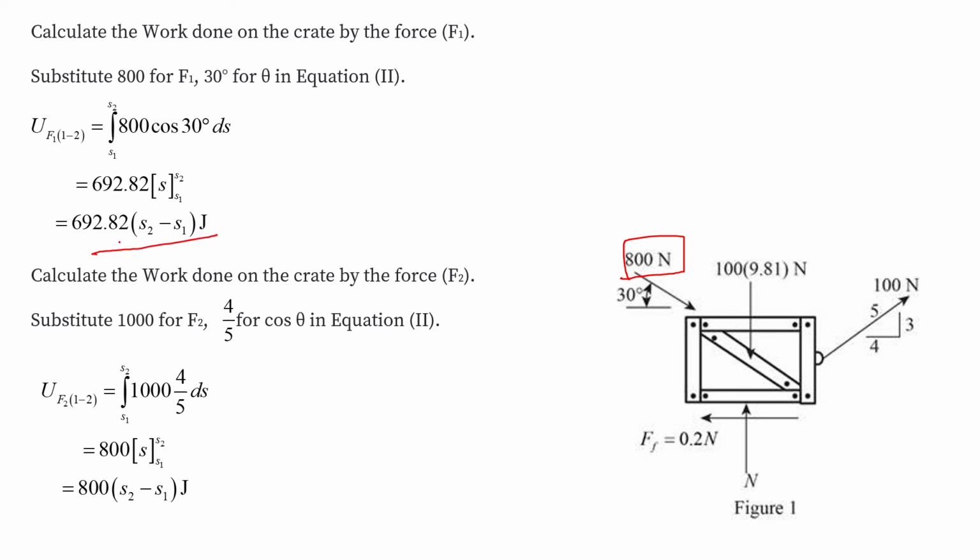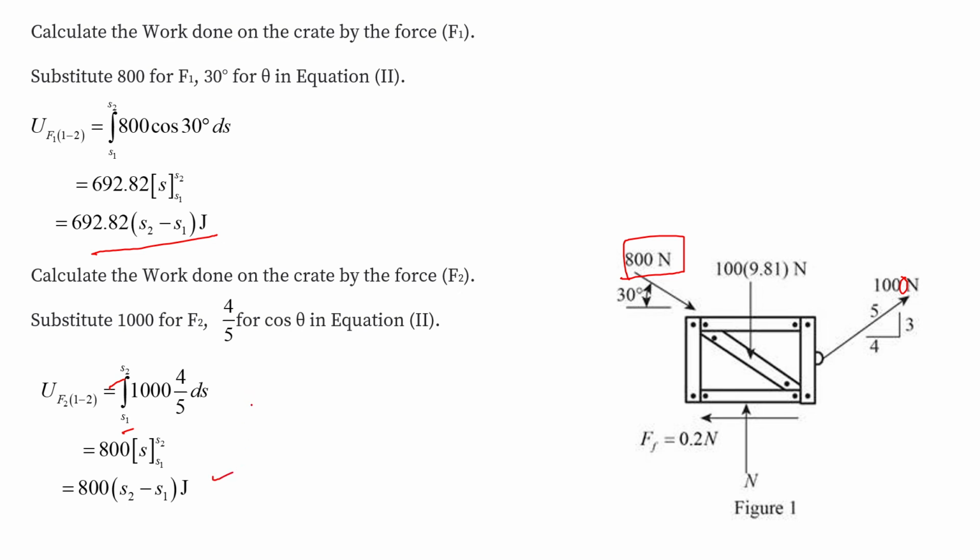Now let's find the work done by this 1000 Newton force. So here, we can write it as 1000 into 4 divided by 5 into ds. So here the limits are S1 and S2. So from here we can write work done by this 1000 Newton force along horizontal direction would be equal to 800 into S2 minus S1 joules.